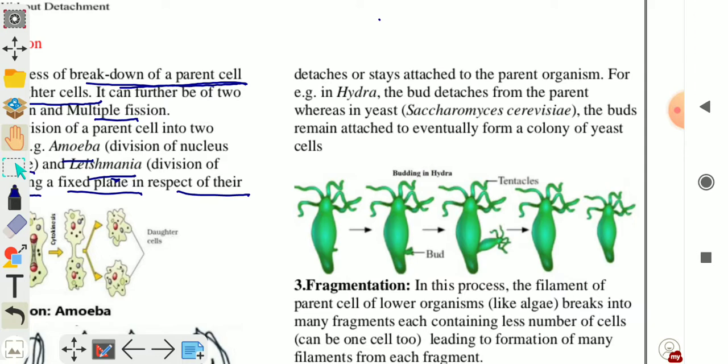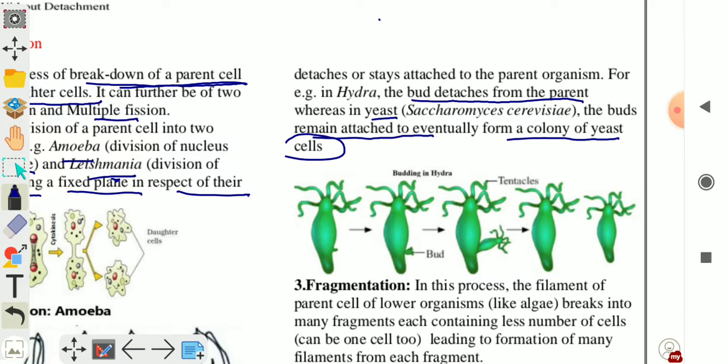In case of Hydra, a multicellular organism, reproduction takes place by budding, and the bud detaches from the parent and converts into new young ones. Whereas in yeast, the bud remains attached to the parent organism and eventually forms a colony of yeast cells.